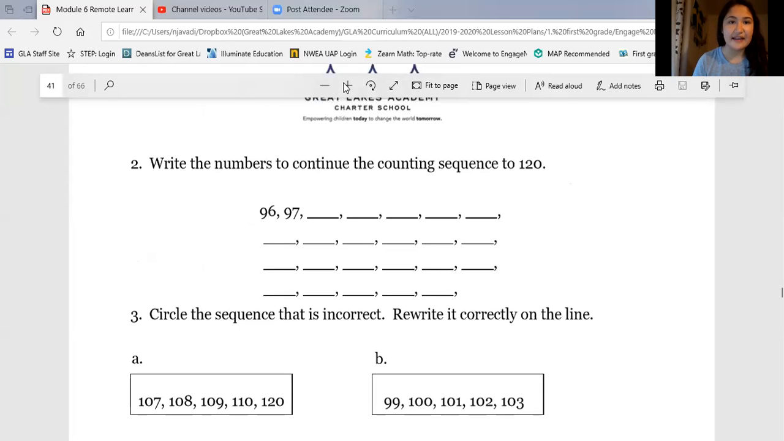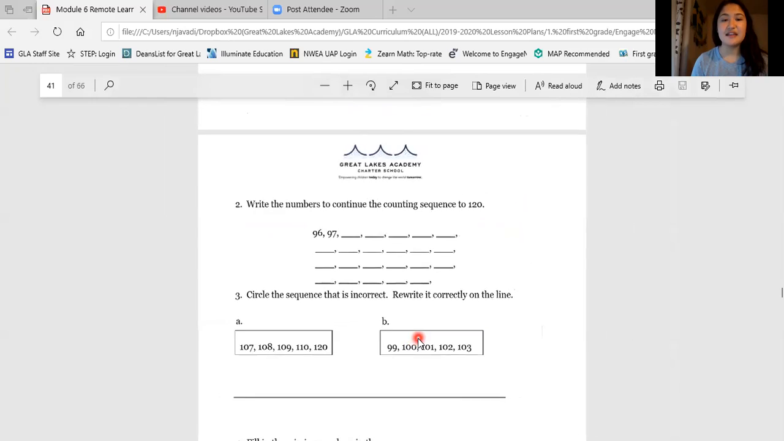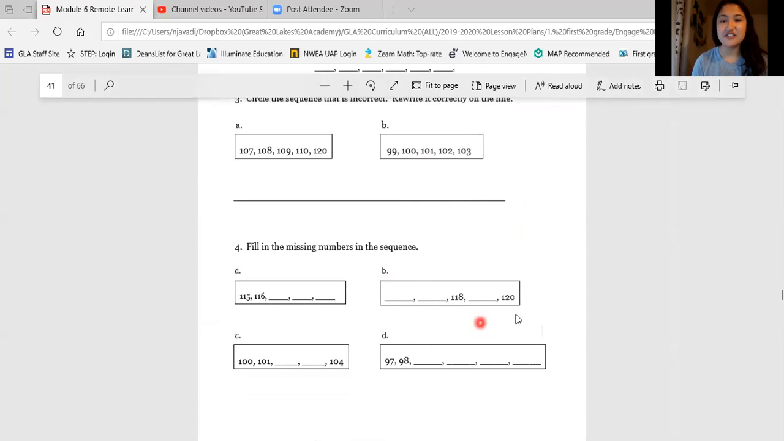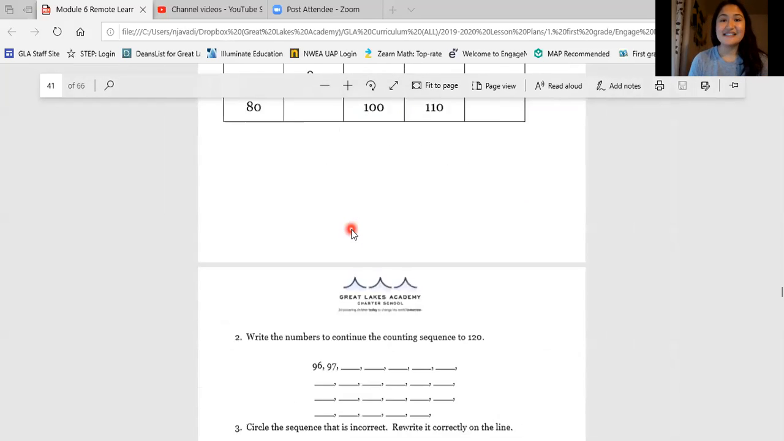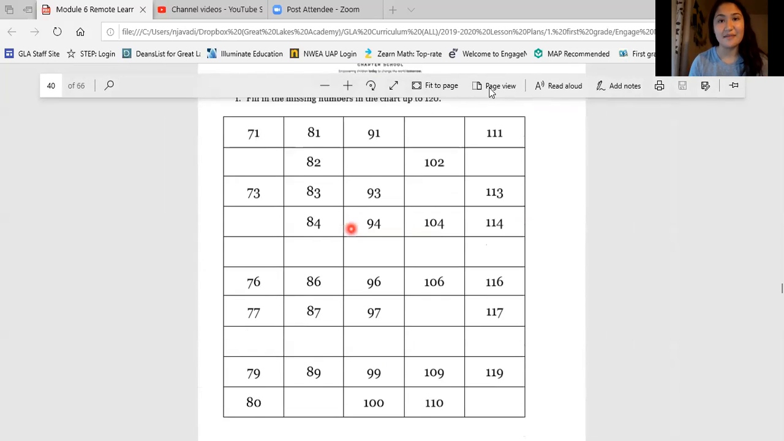The directions say, let's read the directions together. Write the numbers to continue the counting sequence to 120. So on your page, it starts at 96, and you're going to count and write all the numbers up to 120. The same thing is true for these questions right here. You're filling in the numbers between the numbers that you have there for you. Scholars, this is your independent practice. You are going to work so hard and be awesome at this.